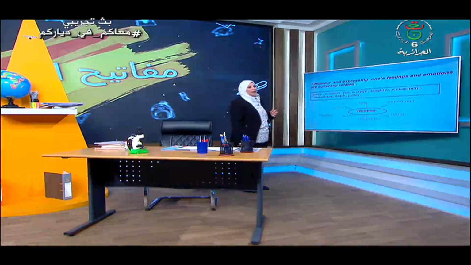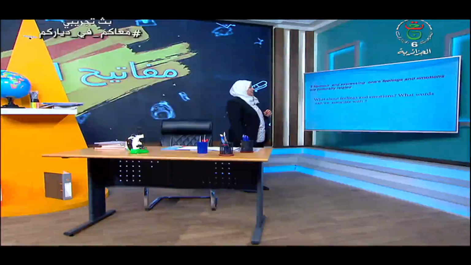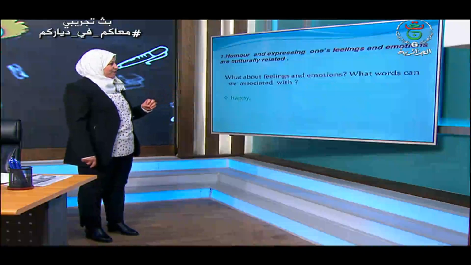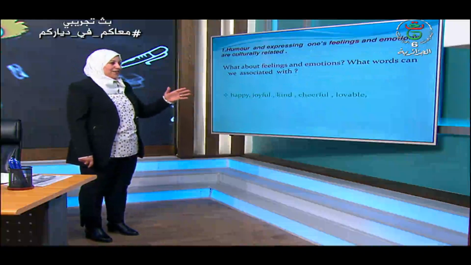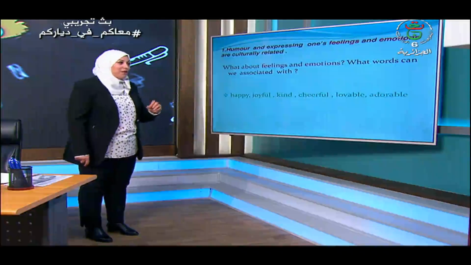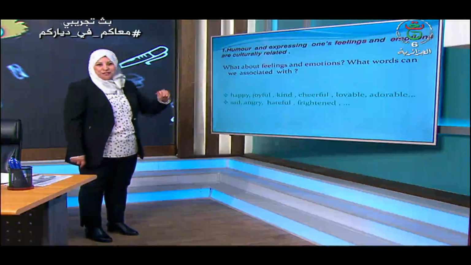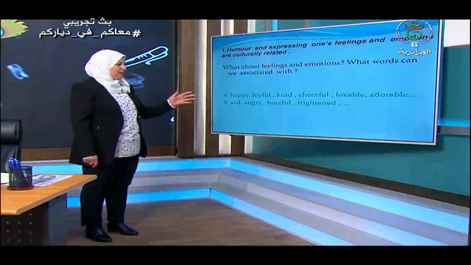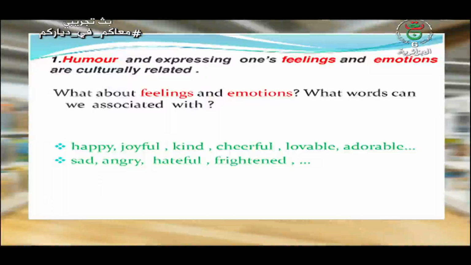What do we mean by feelings and emotions? And what are the words associated with them? Yes? So, the associated words are happy, joyful, kind, cheerful, lovable, and adorable. Good. These have a positive meaning. Let's move to the second list. You have sad, angry, hateful, and frightened. These words have a negative connotation.